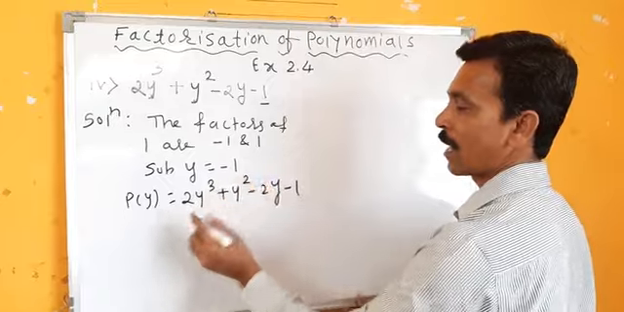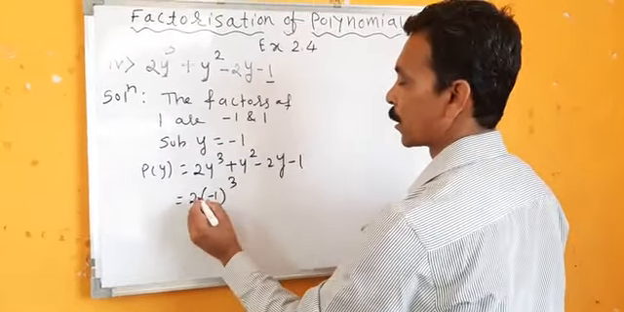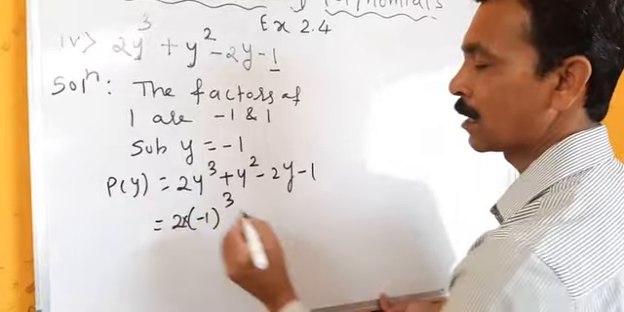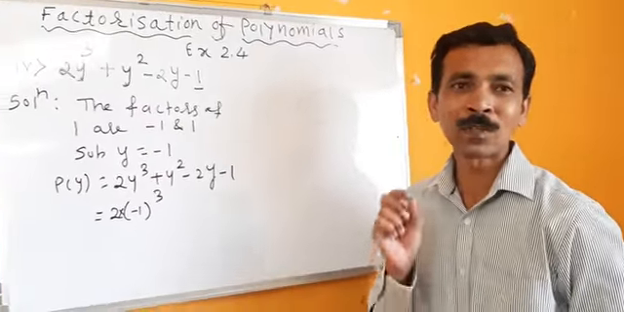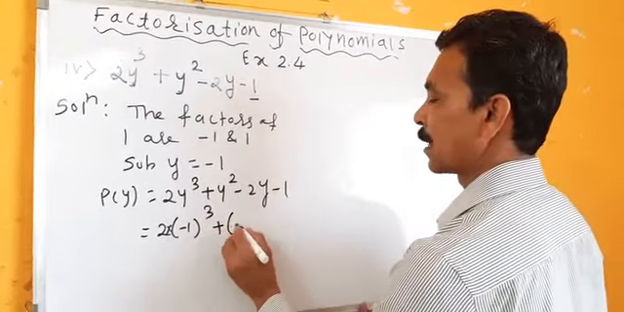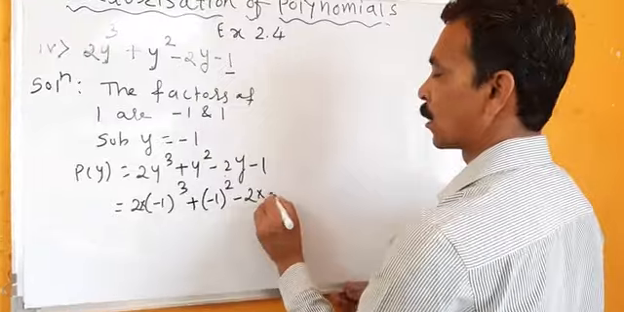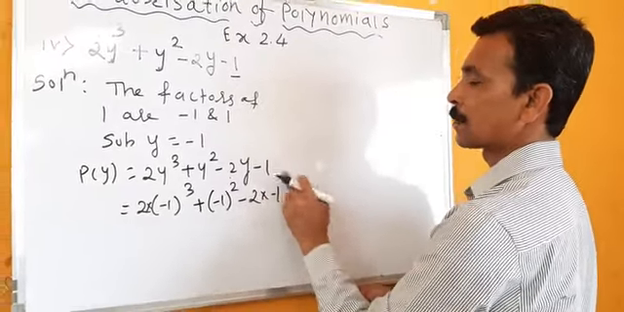What is the value of y here? Minus 1. 2 into minus 1 whole cube, right? If there is no sign, even if I don't write, you need to understand that it is multiplication. Plus y square means minus 1 whole square. Minus 2y means minus 2 into minus 1. And this is minus 1.